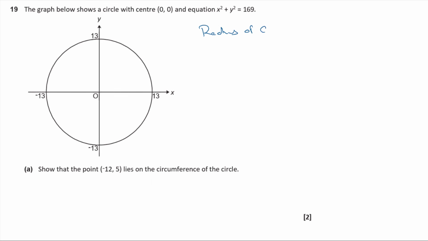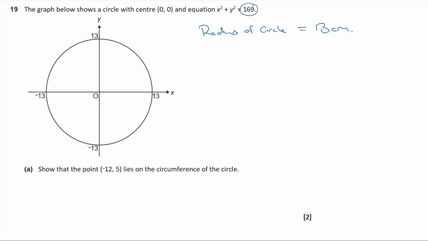Well, we can see it here from the axes. Look, it goes from 0 to 13. It's got a radius of 13. Or we know that x squared plus y squared equals r squared, so that is going to be the square of the radius. Square root of 169 gives you the same answer of 13. That's a radius of 13 centimeters.